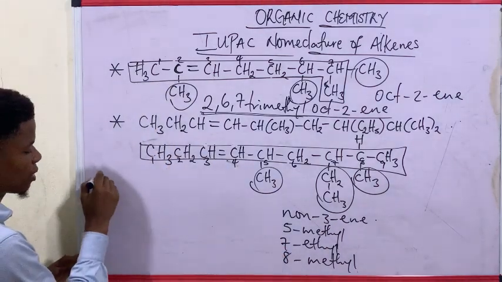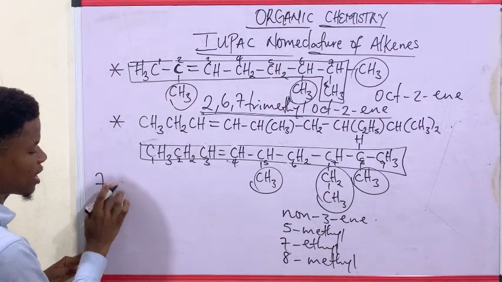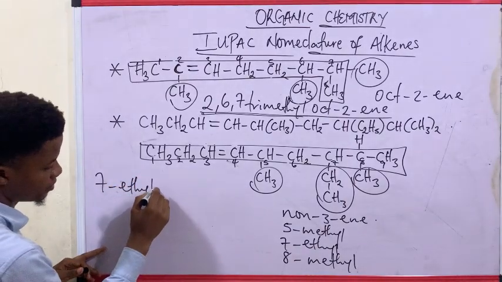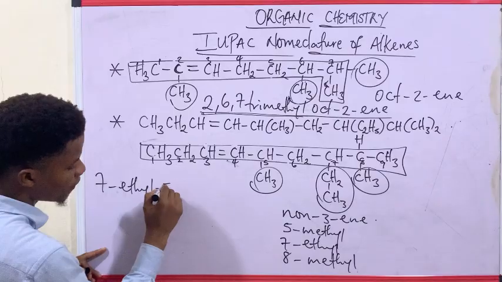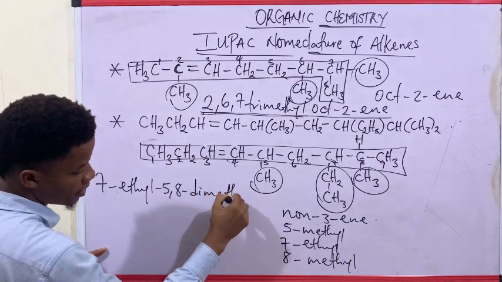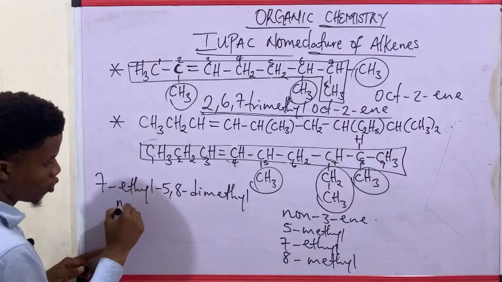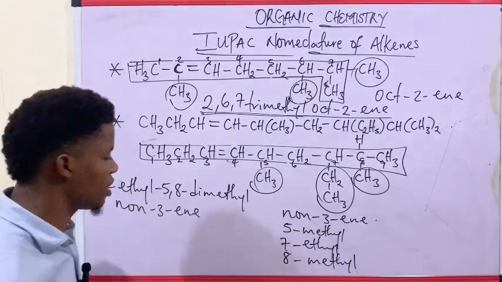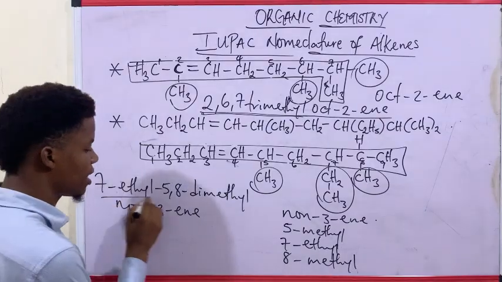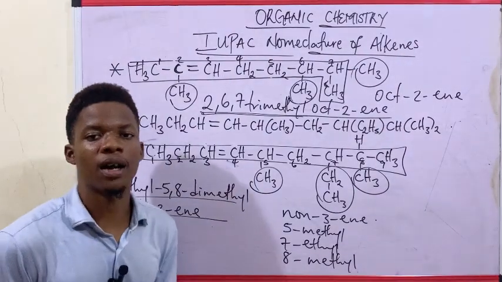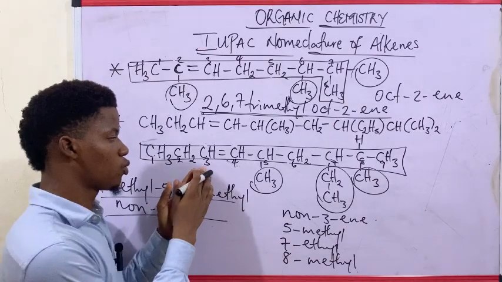The name of this compound will now be 7-ethyl-5,8-dimethylnonene. 7-ethyl-5,8-dimethylnonene. That becomes our answer to this compound.